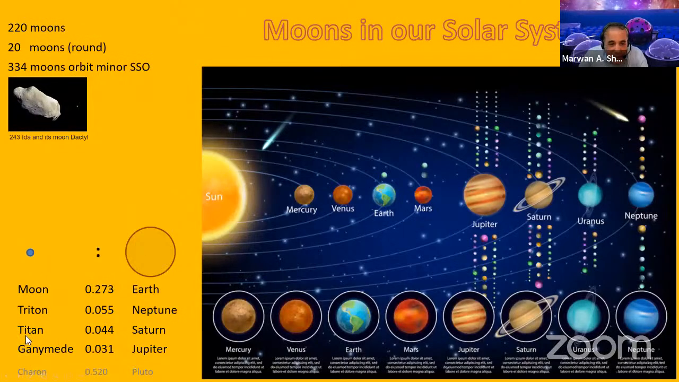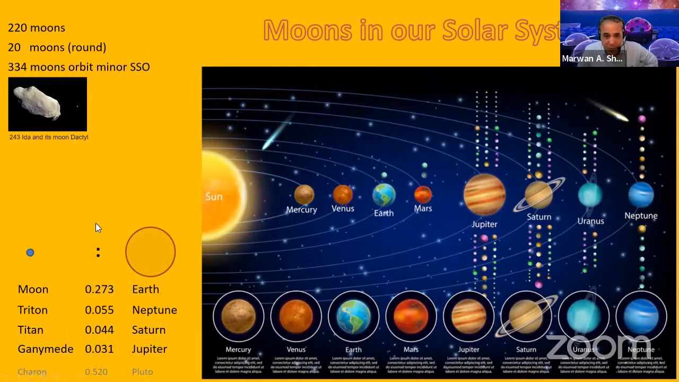Titan, compared to its parent Saturn, is 0.044. Jupiter, even less. Ganymede, the largest moon, is about 0.03 of Jupiter's diameter. You see our case here, the moon is really strange in the solar system.